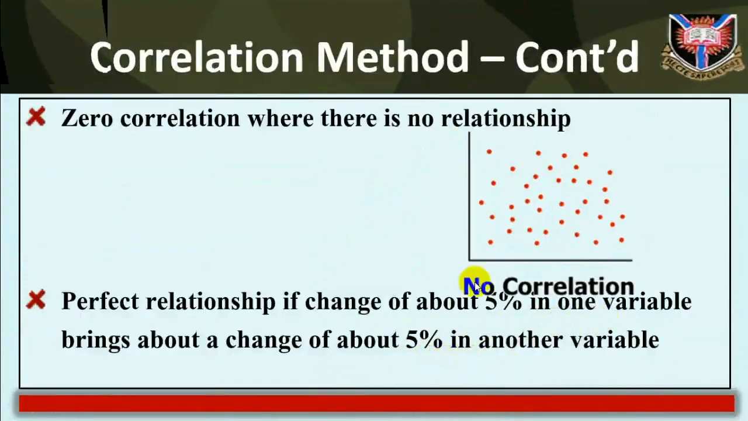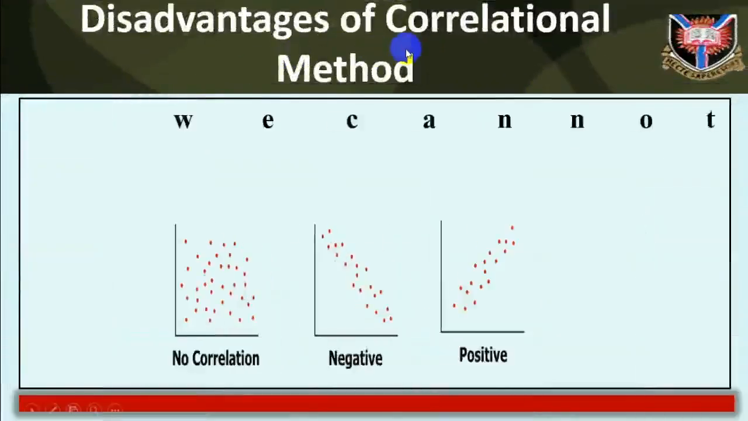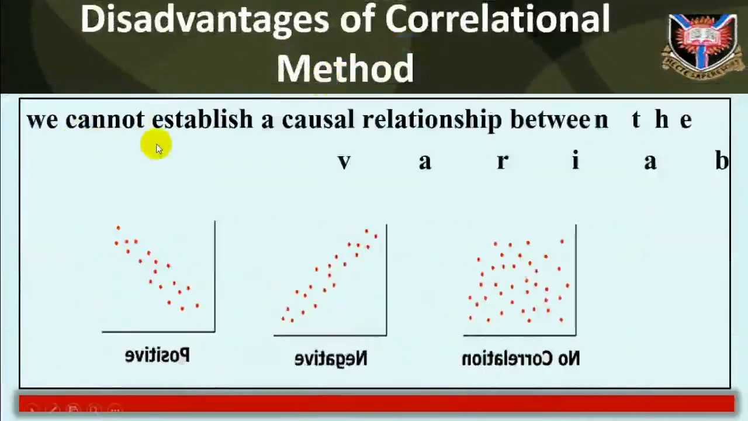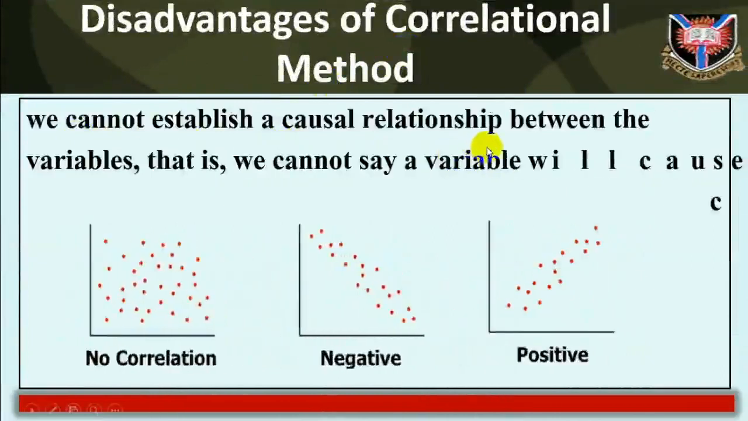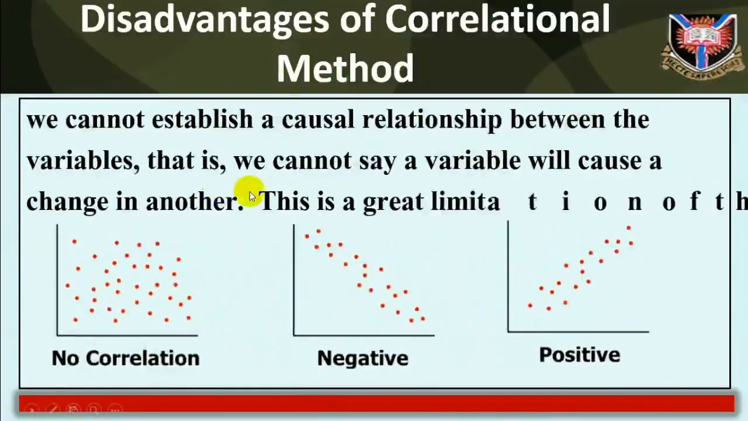There are disadvantages in this method. For example, we cannot establish a causal relationship between the variables. That is, we cannot say a variable will cause or causes a change in another. This is a great limitation of this method.